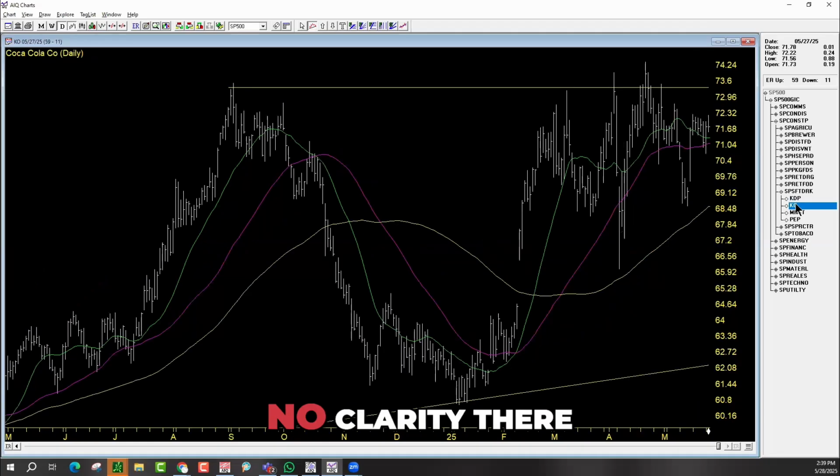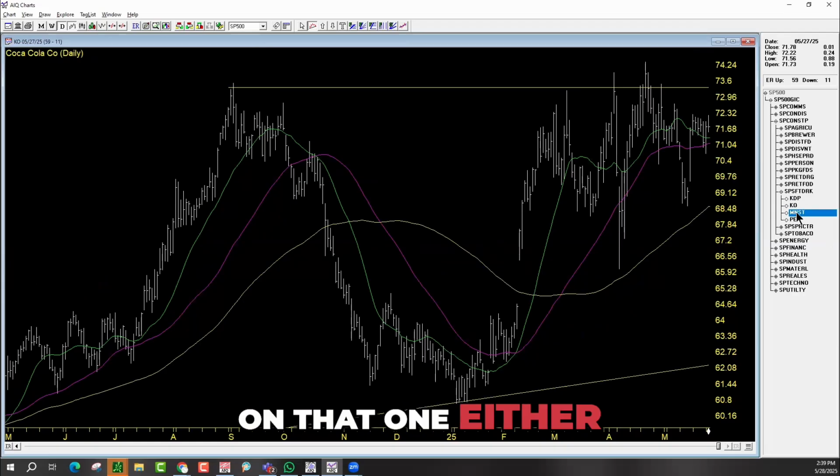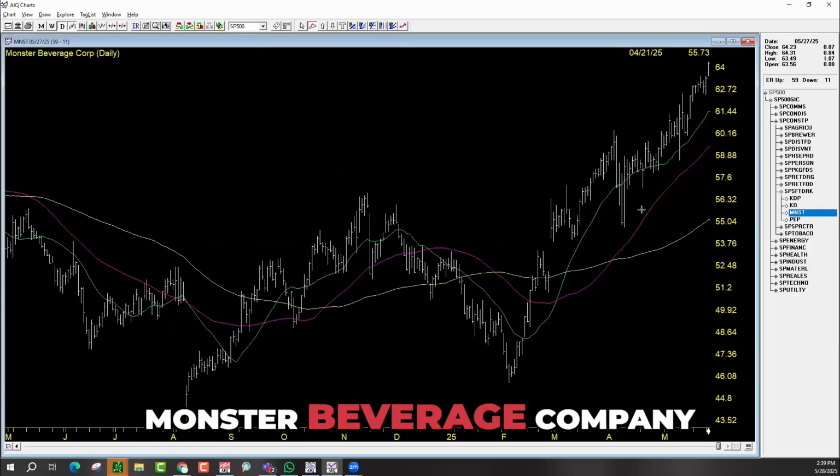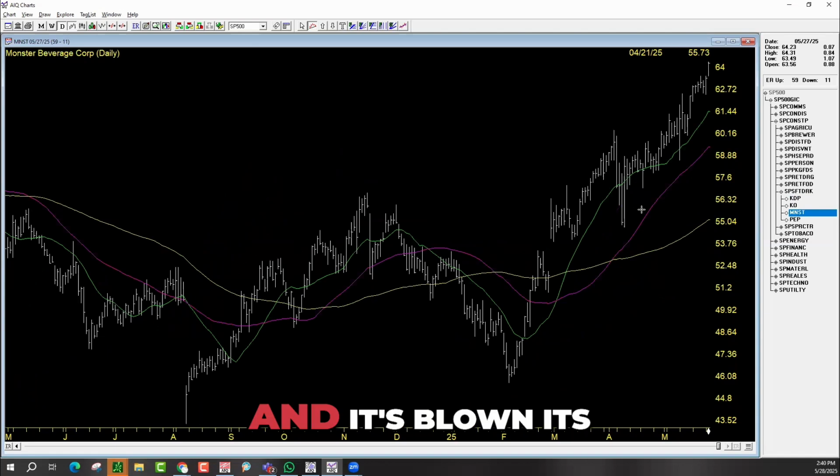Better looking for Coca-Cola, but no clarity there, right? I mean, it could bounce off of this 21-day. Not a lot of room to the upside on that one either. Monster Beverage Company, this thing's just stellar and it's blown its way out of the top here. So this one is not bad at all.